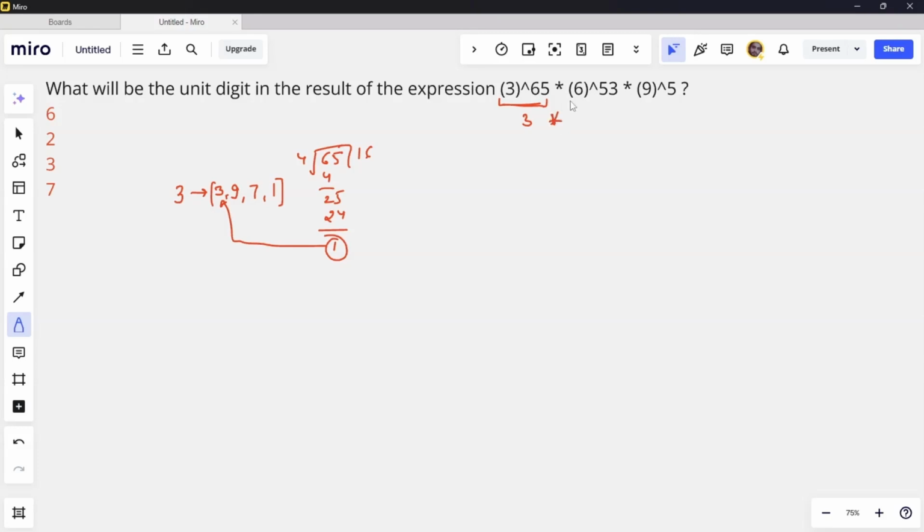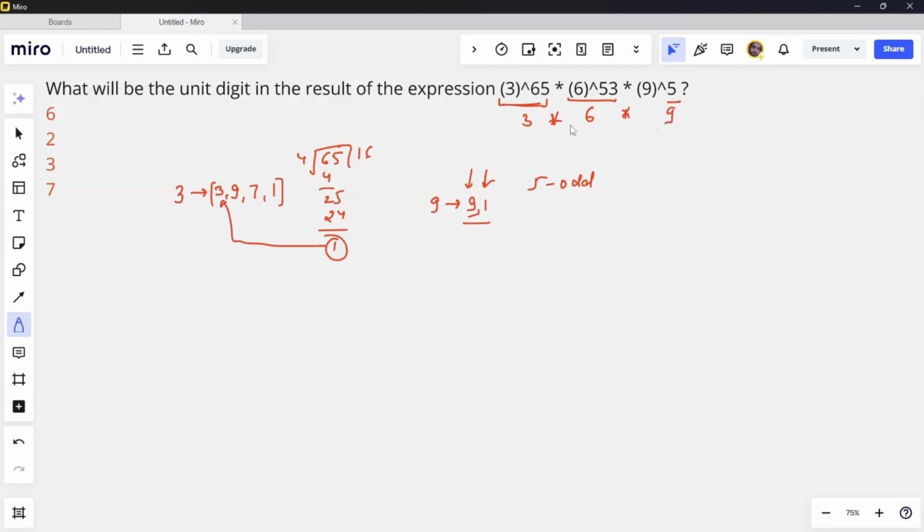Okay. Now, let's find out the power cycle of 6, and as we know, if the unit digit of the base is 6, it means the power does not matter, the answer will always be 6. Okay, now let's find out the power cycle of 9. The power cycle of 9 is nothing but 9, 1. So if the power is odd, the value will be 9. If even, the value will be 1. So as we can see, the power is 5 and 5 is an odd number. It means the value will be 9 here.